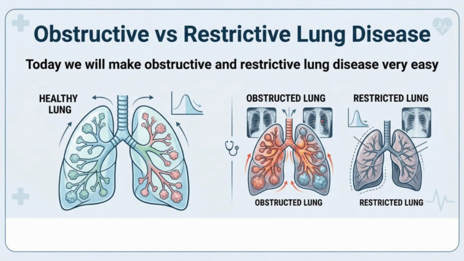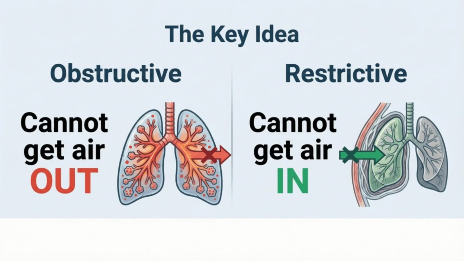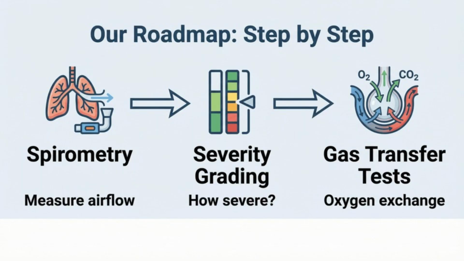Today we will make obstructive and restrictive lung disease very easy. The key idea is this. Obstructive means you cannot get air out. Restrictive means you cannot get air in. Now we will build this step by step using spirometry first, then severity grading, then gas transfer tests.